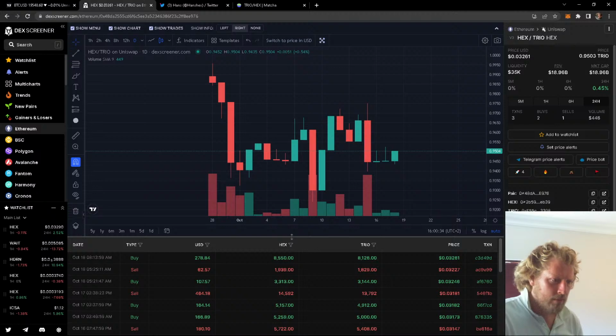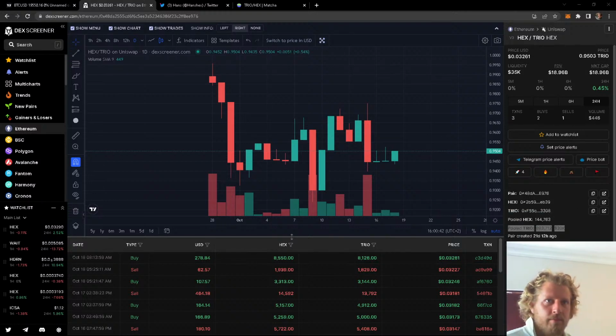Pooled Trio, so that's quite interesting. You probably can't see it because my face is in the way again. But just quickly, most of the pooled Trio here is in sell orders, where only 5K is buying. So people want to get out of these positions, which is interesting.